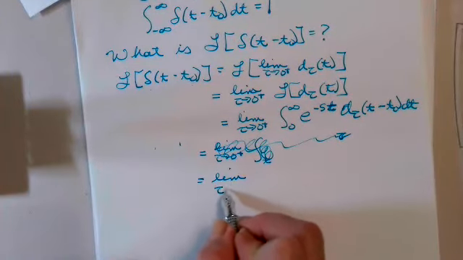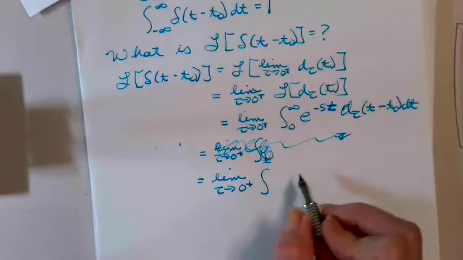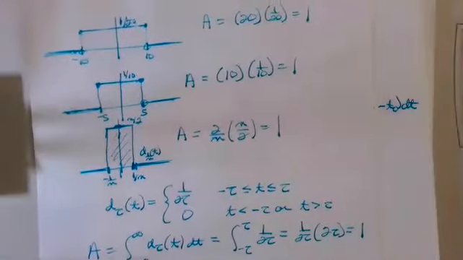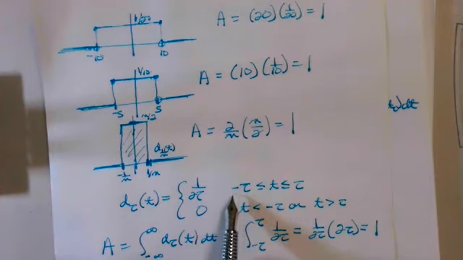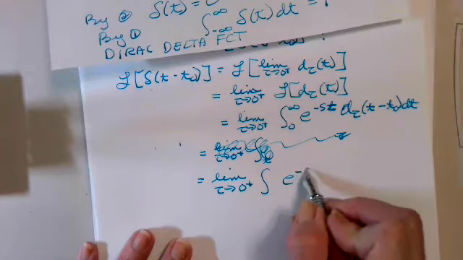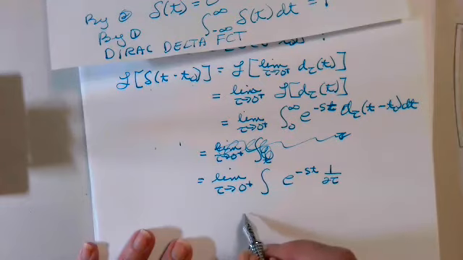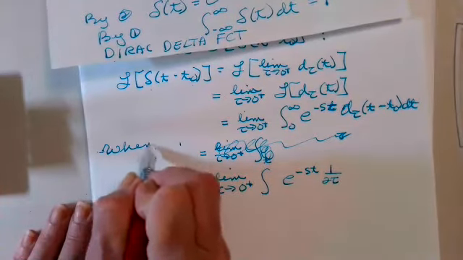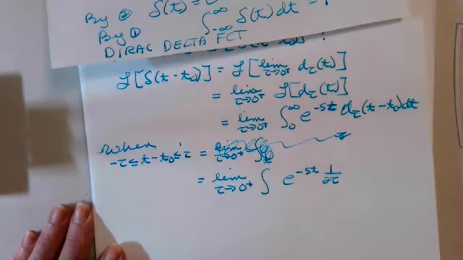So we're going to go, this is the limit as tau goes to 0 from above of the integral of, okay, what is the value of d tau of t minus t naught? It's going to be 1 over 2 tau when t minus t naught is between minus tau and plus tau. So you'll have an e to the minus st, 1 over 2 tau when minus tau is between t minus t naught and plus tau.